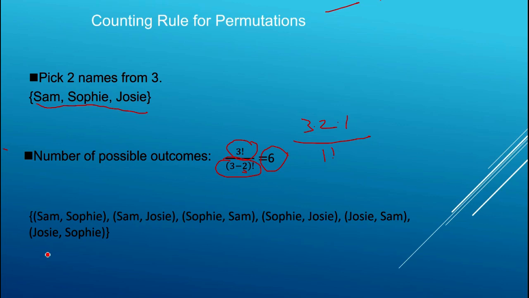The other thing that I would point out is that you don't see, for example, Sophie and Sophie, or Sam and Sam, or Josie and Josie. And that's because we are sampling without replacement. Once we've picked one of the names from the three, we don't return it to the list to be selected potentially again the second time.